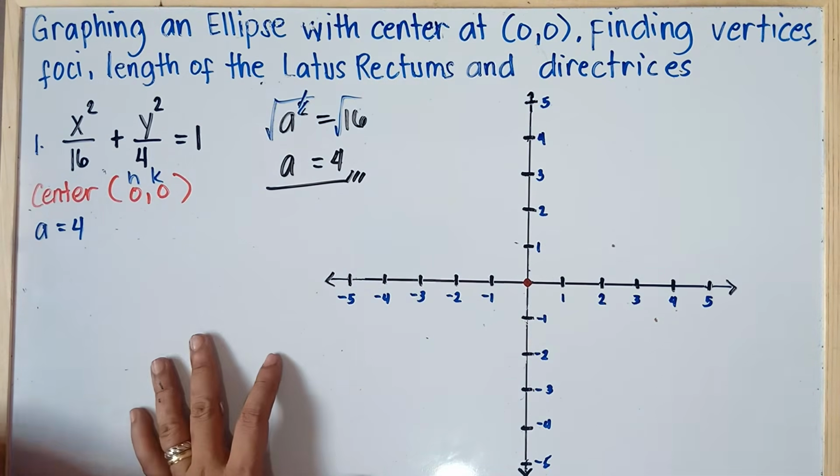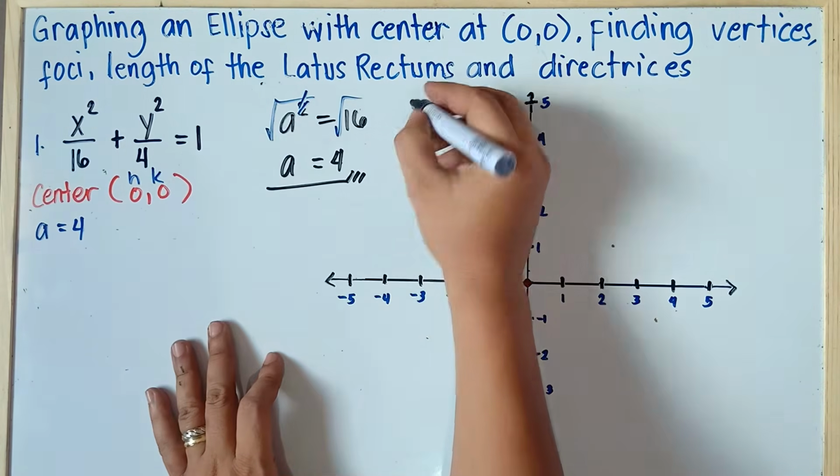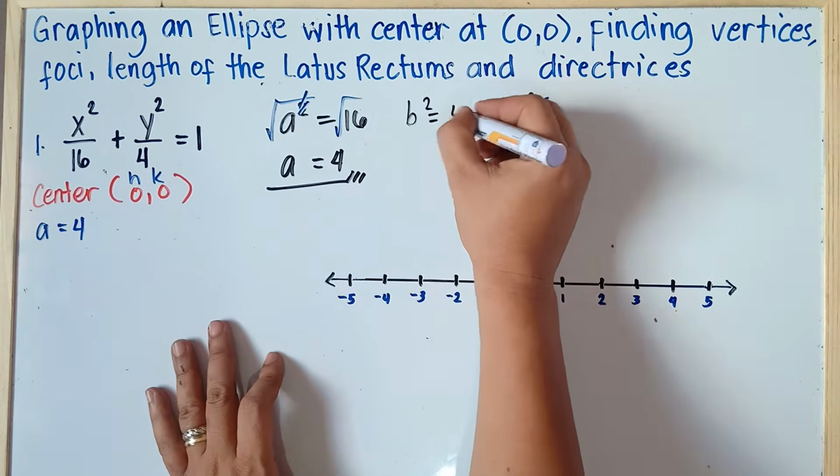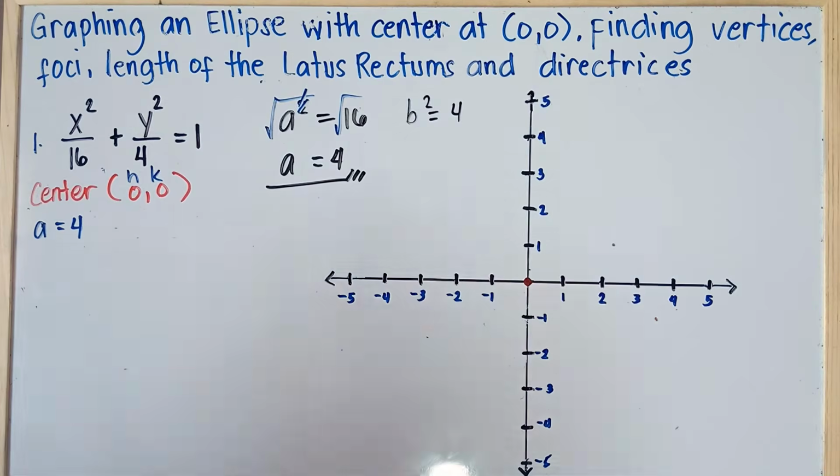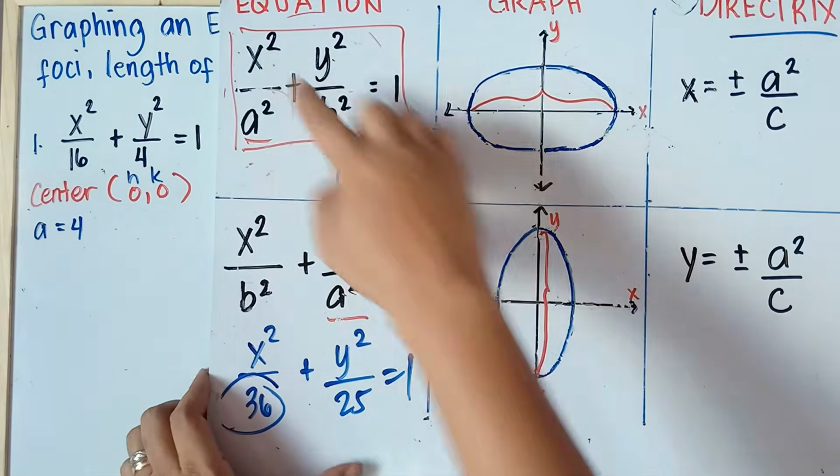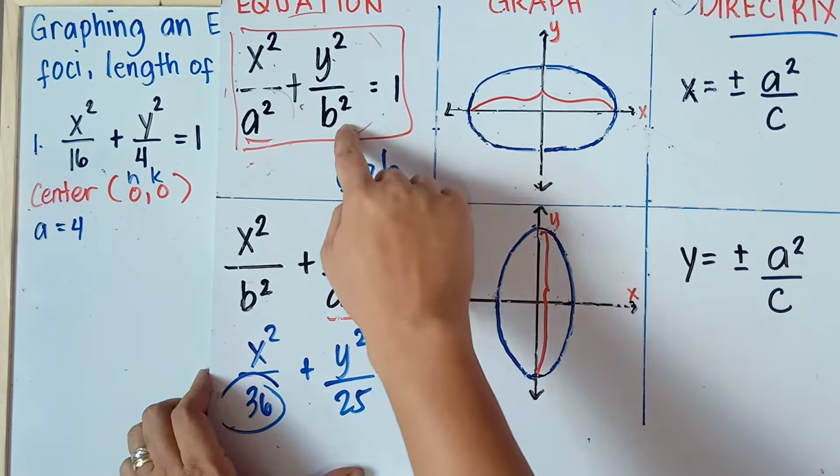And then let's find b. So once again, b squared is equal to 4. Always remember, class, the equation: x squared over a squared plus y squared over b squared. Therefore, b squared is equal to 4.